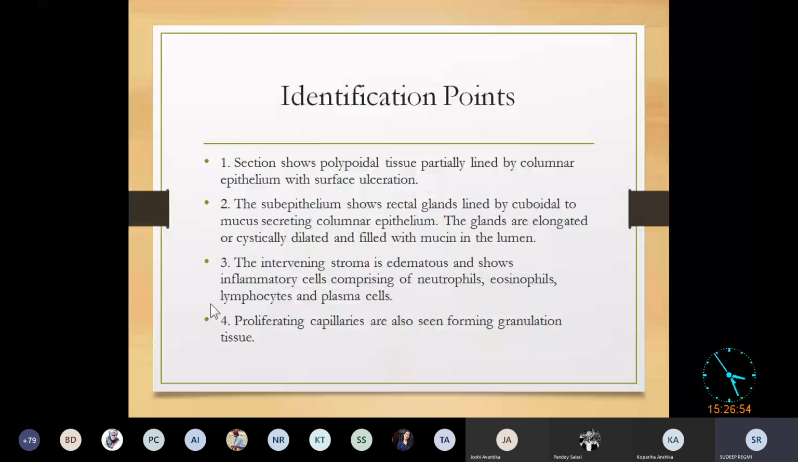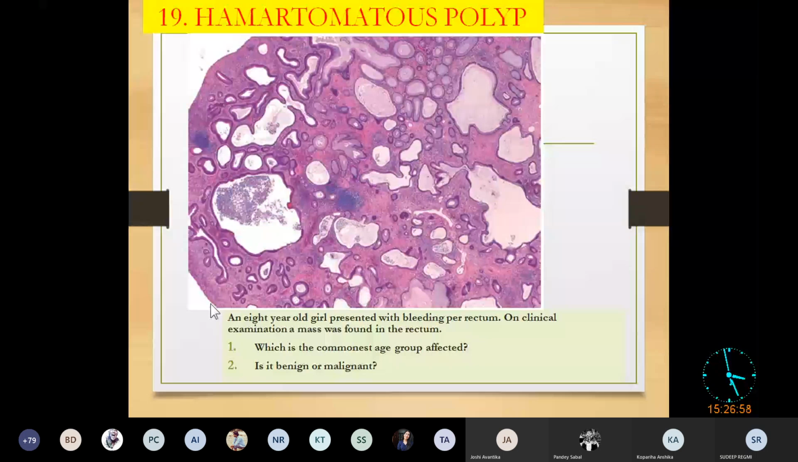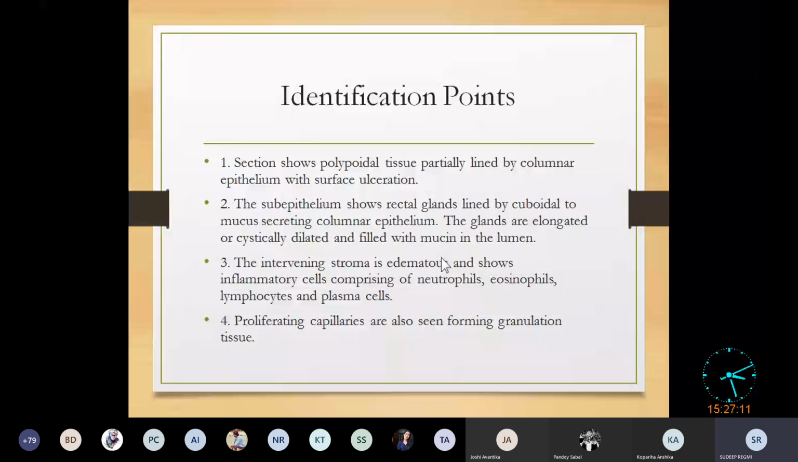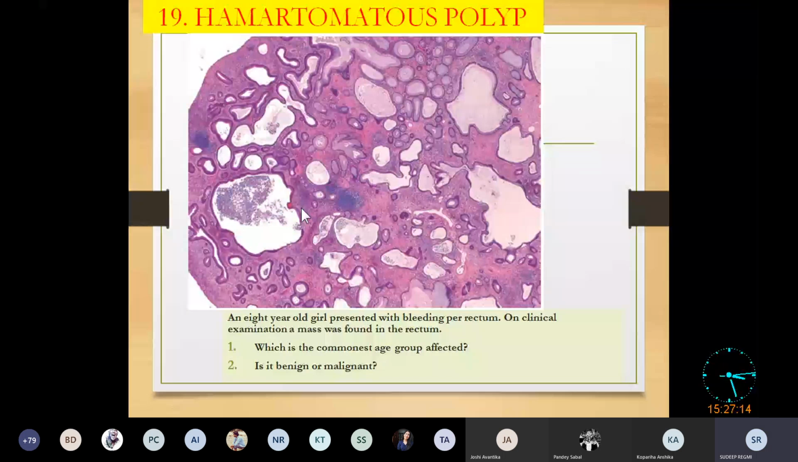Here you can see a polypoidal mass where you can see multiple cystically dilated glands, and these glands are showing mucin, and there is presence of inflamed stroma. Multiple inflammatory cells are seen in the stroma. So this is a juvenile polyp of the rectum, or hamartomatous polyp of the rectum.